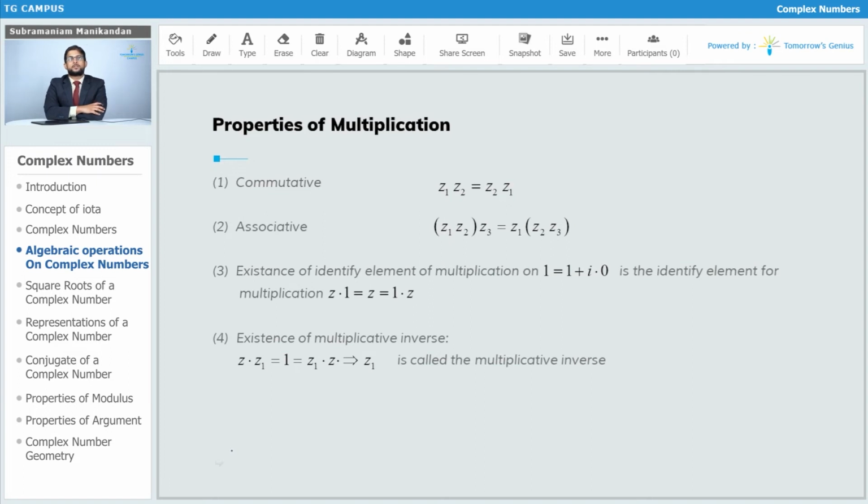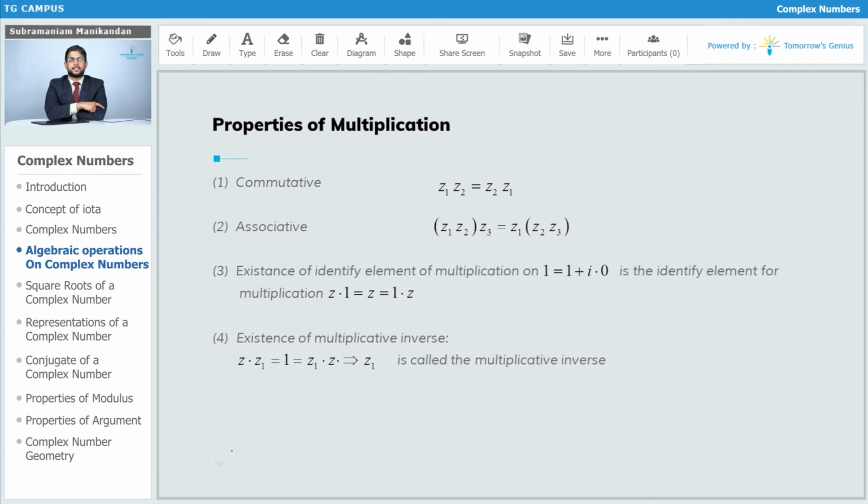What are the properties of complex number multiplication? z1 z2 is equal to z2 z1. Complex number multiplication is sort of like vector multiplication. So it is commutative. So z1 z2 and z2 z1 give us the same complex number. It's also associative. So the product of z1 and z2 times z3 is the same complex number as the product of z2 and z3 times z1.